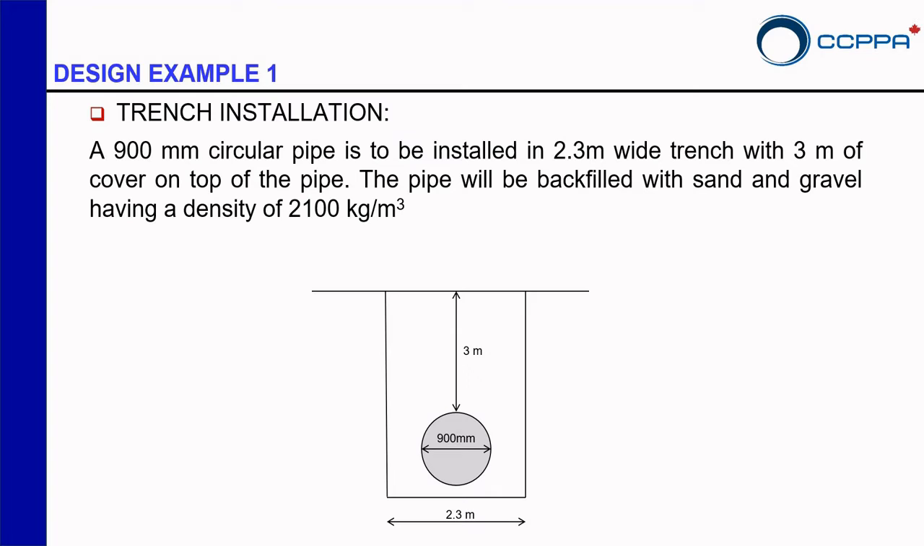We're going to have a 900 circular pipe that is going to be installed in a 2.3 meter wide trench with 3 meters of cover on top of the pipe. The cover is always going to be measured to the top of the pipe. And the pipe will be backfilled with sand and gravel, having a density of 2100 kilograms per cubic meter.